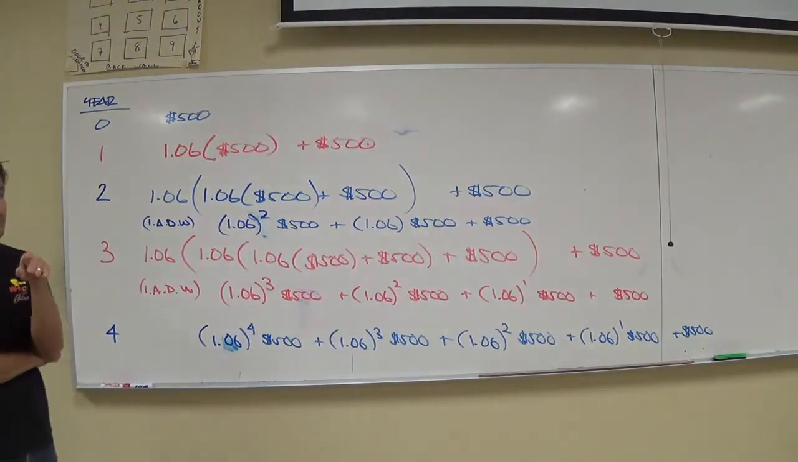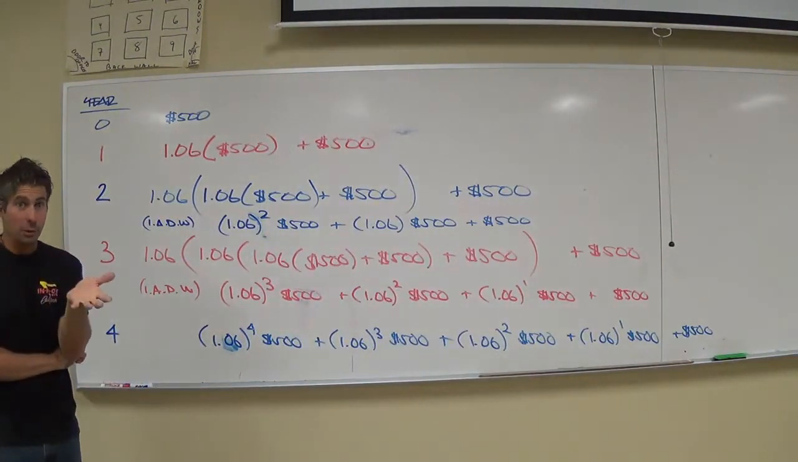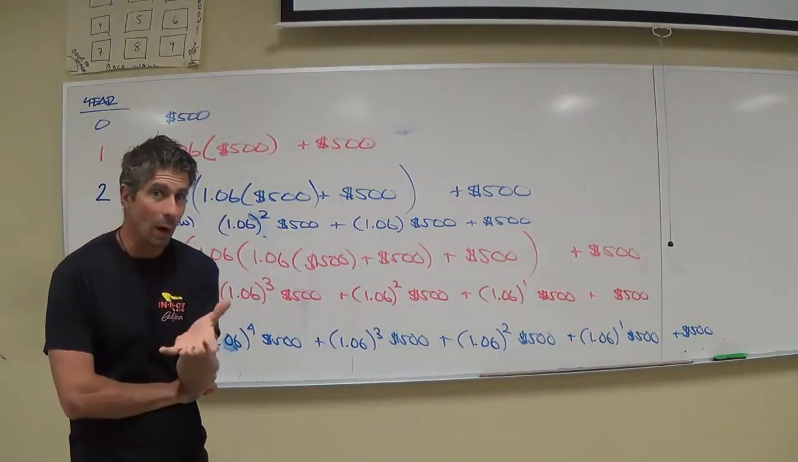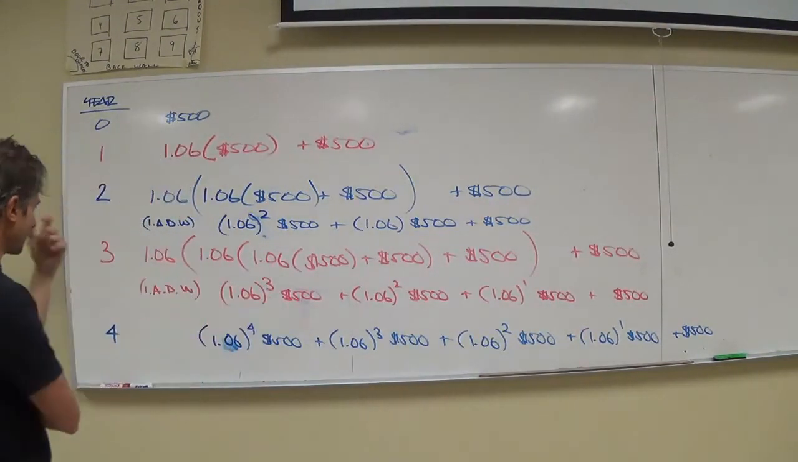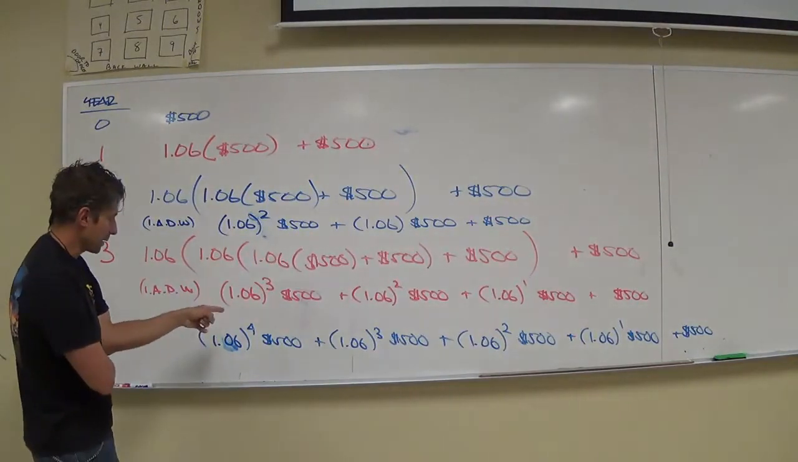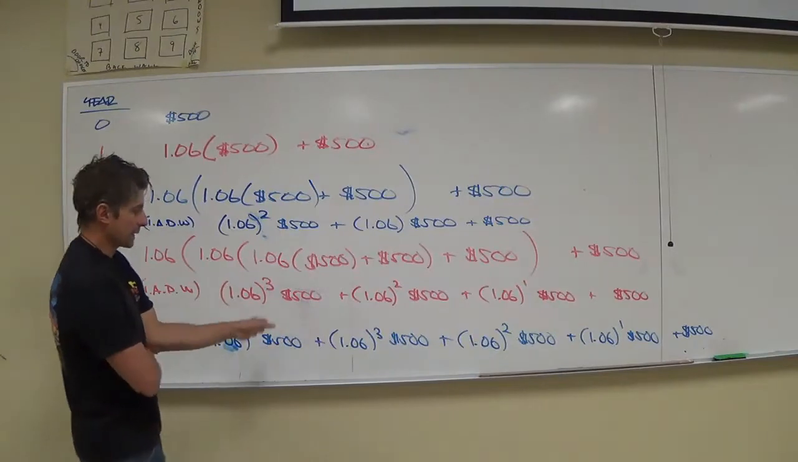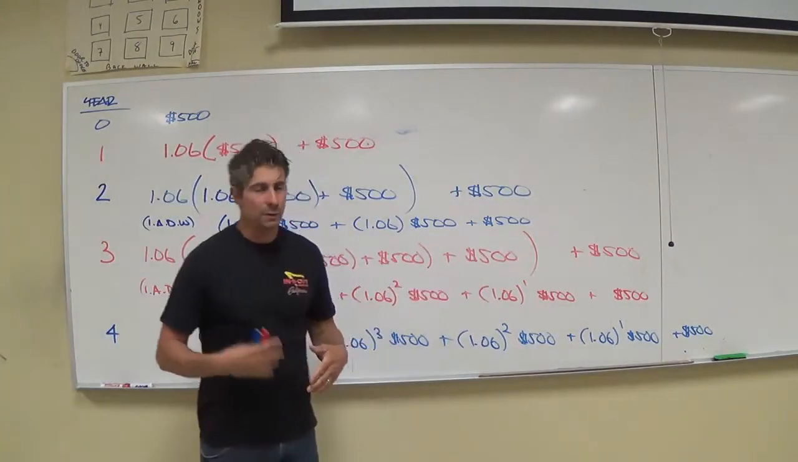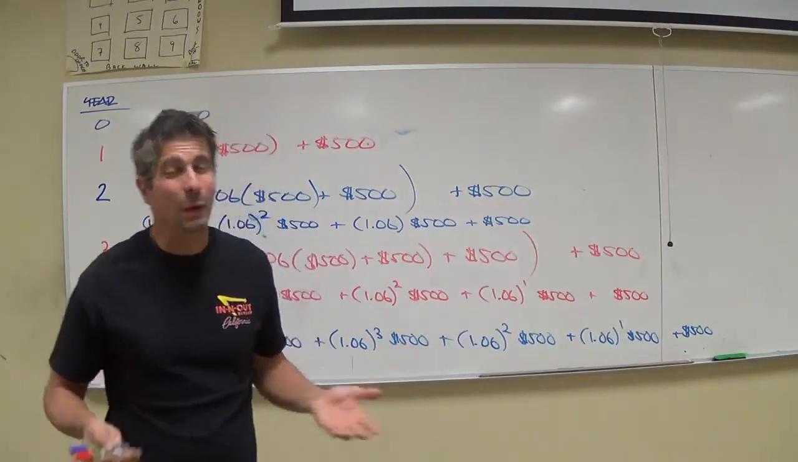Now I'm hoping that you're seeing the problem with this. There is a potential problem if you have interest in saving your time and being wise with your time. Suppose we had to do it for 20 years. Then you're going to have 1.06 to the 20th times 500, plus 1.06 to the 19th times 500, plus 1.06 to the 18th, and so forth and so on. And you don't want to do that, do you? No, of course you don't want to do that.